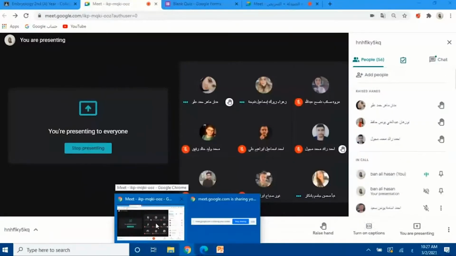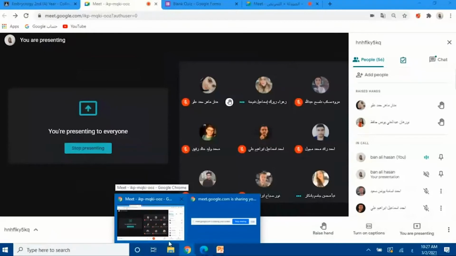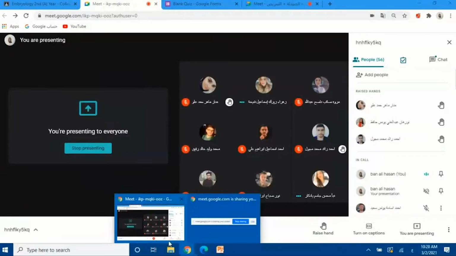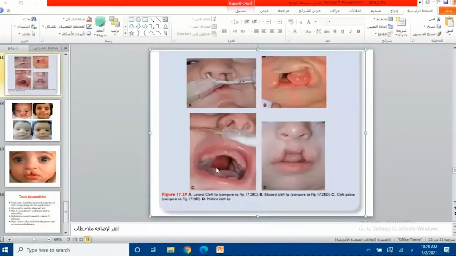Okay, who else? Nurhan? Okay, you're raising your hand. You don't answer. What's the problem with it? Okay, Nurhan. What is the kind of the cleft in this picture? Cleft palate. Cleft palate. Excellent. Thank you very much.